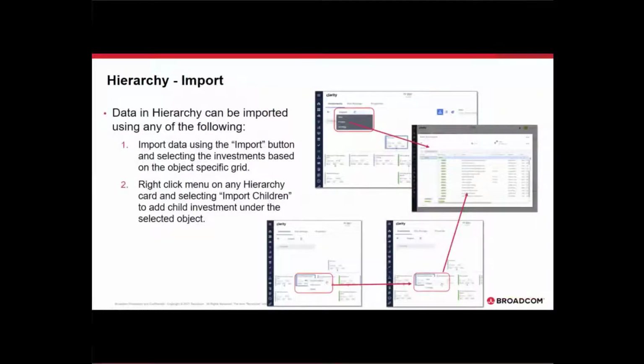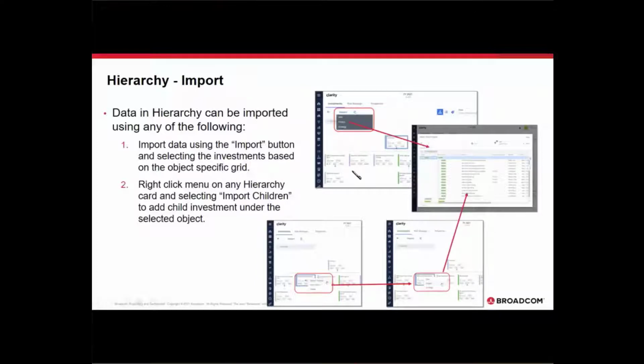Importing the data into my hierarchy can be done one of two ways. One, I can click on the import button, which is right on the top. Selecting that button will give me the list of investment types that are available, which should be either idea, project, or any custom investment types. When I select one of those investment types, the grid layout for that investment type is displayed, where I can select and then click on Add to include the instances into my hierarchy.